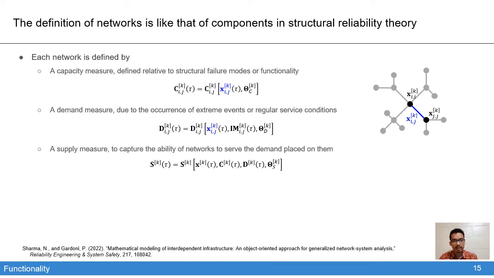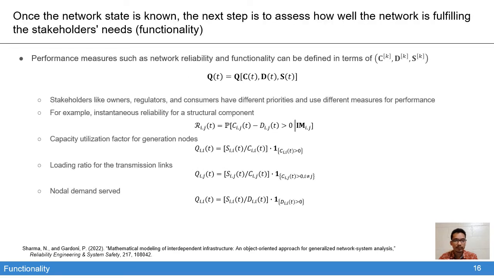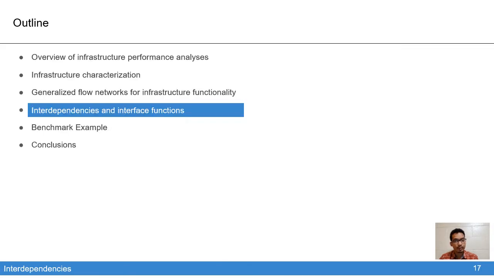Demand measures capture the occurrence of extreme events or regular service conditions, and supply measures capture the ability of networks to serve the demand placed on them. Once the network state is known, the next step is to assess how well the network is fulfilling the stakeholders' need. Performance measures such as network reliability and functionality can then be defined in terms of the capacity, demand, and supply. Moving on to interdependency modeling.